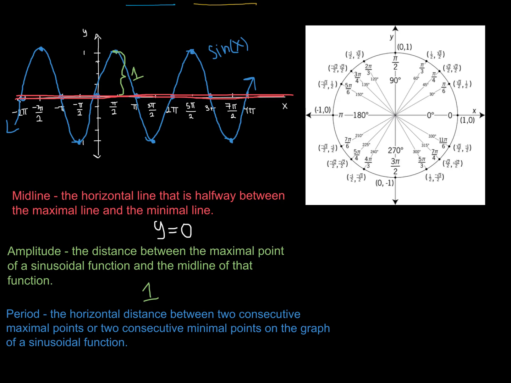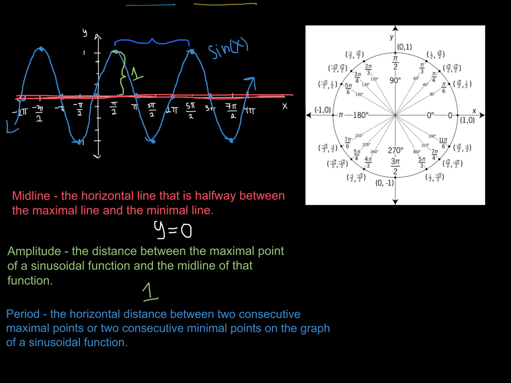Okay? And now the period. So the period is the horizontal distance between two consecutive maximum or minimum points. If I take a look here, notice that two maximum points, well, here's the first maximum point at pi over 2. And the second maximum point occurs at 5 pi over 2. So what is this distance that I've traveled to get from pi over 2 to 5 pi over 2?